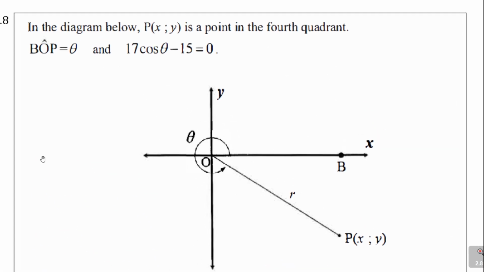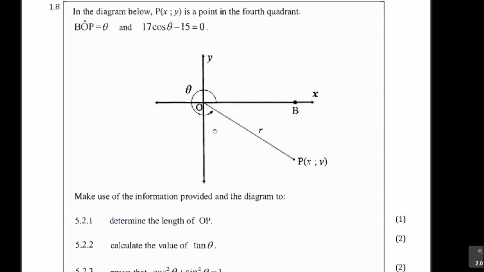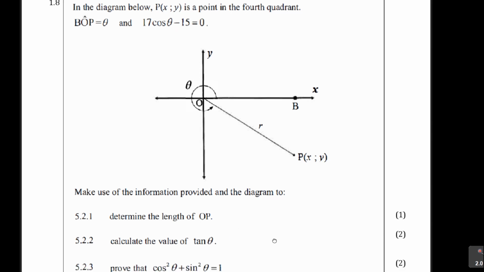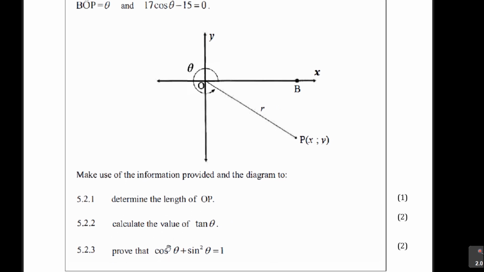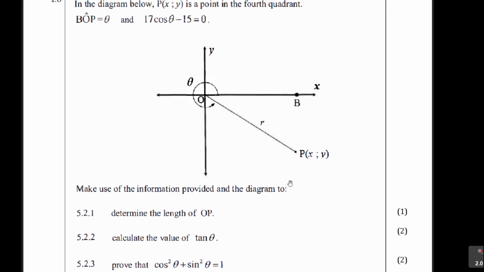Look at it. Let me reduce it a bit. This is one: it says in the diagram below, P(x, y) is a point in the fourth quadrant, angle XOP is theta, and 17 cos theta minus 15 is equal to 0. Then you make use of the information provided in the diagram to determine the length of OP, calculate the value of tan theta, and prove that sin squared theta plus cos squared theta is equal to 1 using that information. Guys, try it, work it out and see what you get.